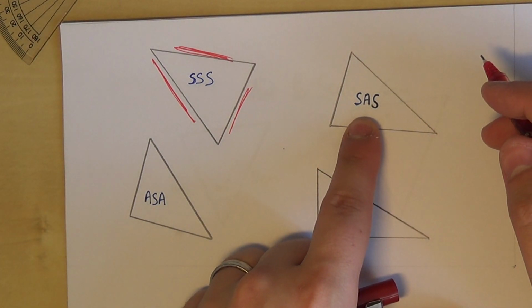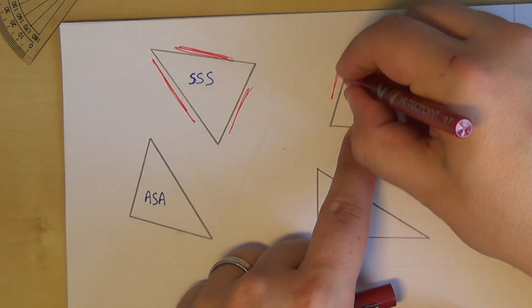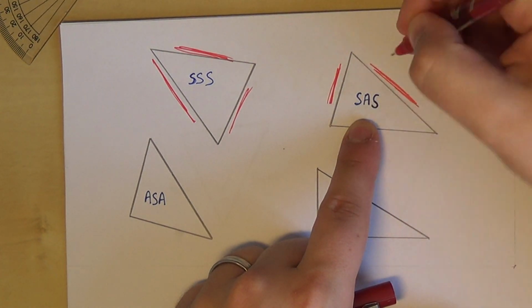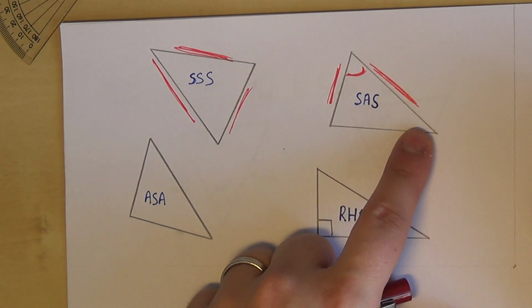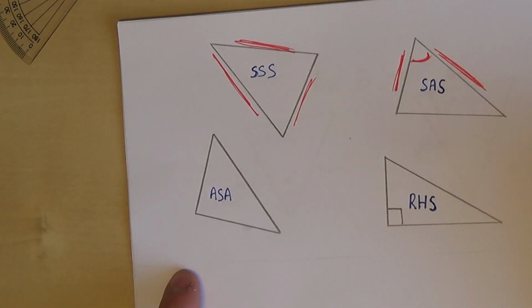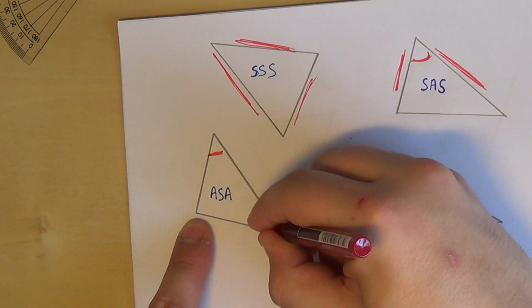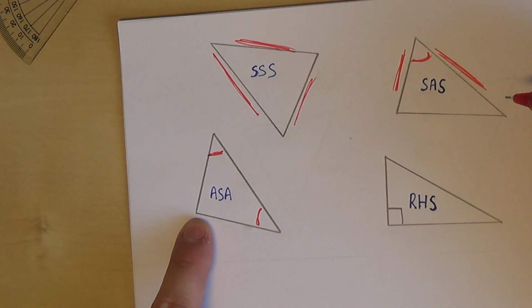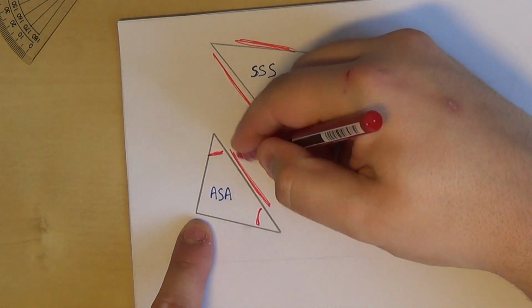SAS, the order matters. Notice that the angle is in between the 2 sides. So if you have these 2 sides, you need to know that angle in between them. Knowing this angle is no use to you. It's got to be the one in between them. In a similar way, ASA, if I know those 2 angles, the way to know I'm going to get the same triangle every time is to know the side in between them.